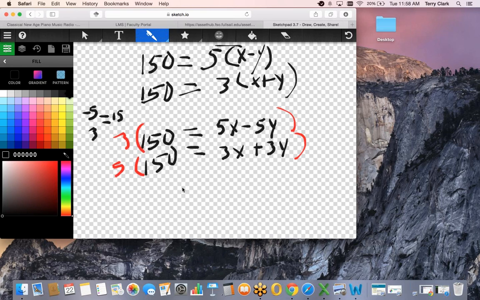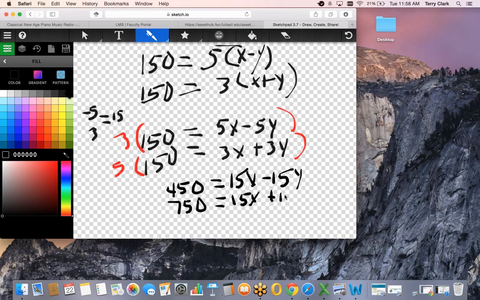And then, of course, 3 times 150 is going to go over your 450. And then we're going to have 15x, a negative 15y. And then 15 here is going to give us 750. And then you're going to have 15x. And then you have 15y.